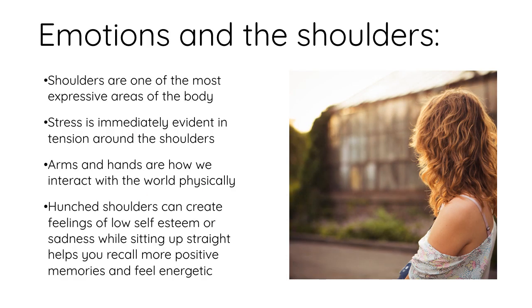Okay, so let's take a moment to talk about emotions and the shoulders. Shoulders are one of the most expressive areas of the body. So when you look at someone and you get a vibe that they're having a down day or they're really excited about something, it often shows in the set of their shoulders. Stress is immediately evident in the tension around the shoulders, and this is something you'll both feel and notice when you're looking at somebody.